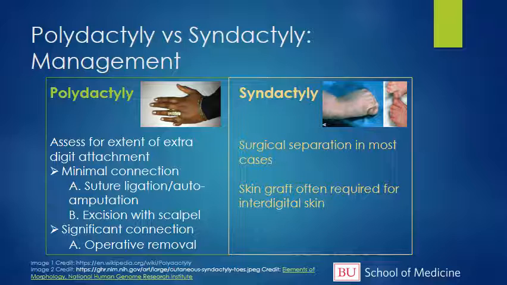How do we think about managing polydactyly and syndactyly? With extra digits, the first step is to assess for the extent of the extra digit attachment. You may see either minimal connection or a significant connection. With minimal connection, the digit can be removed either with suture ligation, which leads to auto-amputation, or more commonly now, the excision with a scalpel. This has become the mainstay of treatment for a minimally connected extra digit.